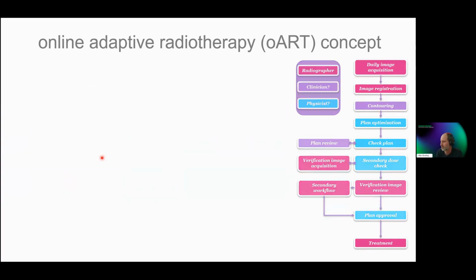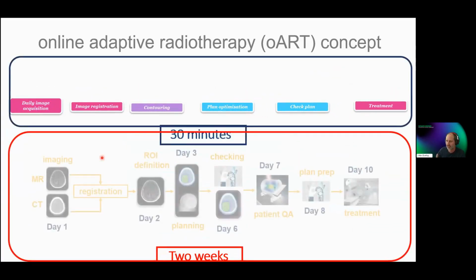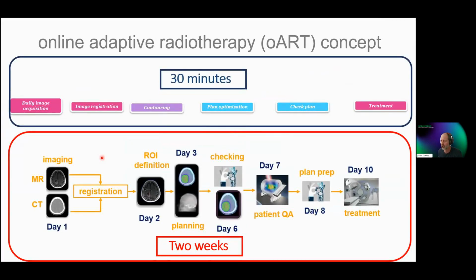But I think the point I'm trying to make with these slides is that everything that we're doing in online adaptive radiotherapy, so imaging, registration, contouring, optimization, checking, and treatment, is basically the same as what we're doing in the offline world. It's just that we're reducing what takes us, let's say, 2 weeks down to a matter of minutes.